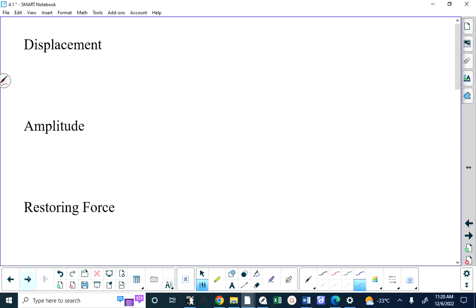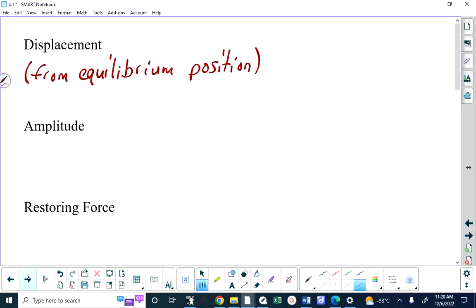Displacement. Displacement refers to, let me explain it first. Displacement refers to where the mass, whether it's the pendular mass or the spring mass, where it is compared to the equilibrium position. So this is a displacement from the equilibrium position. And that's really the definition. You know what displacement is. Displacement is how far and in what direction.